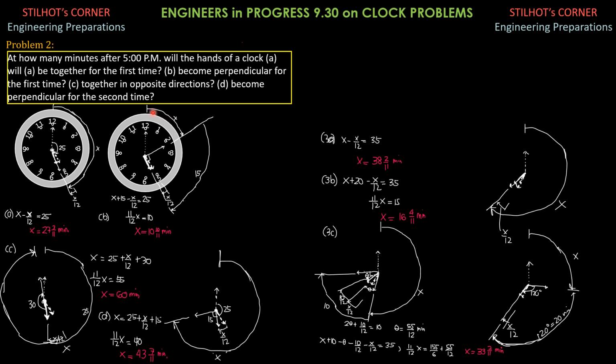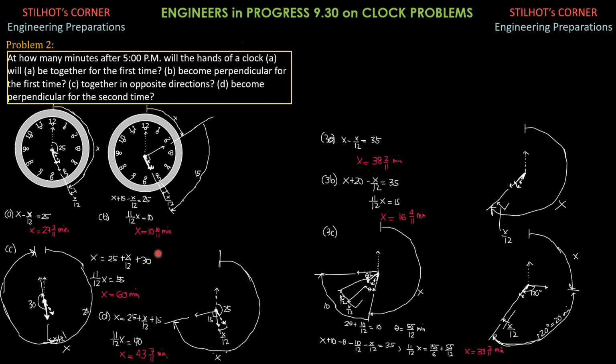So from the figure, the initial position of the minute hand to its final position is x, and the initial position of the hour hand to its final position is x over 12. So x plus 15, then minus x over 12, it ends at 5. So 5 is 25 minutes. So x plus 15 minus x over 12 is 25. 11 over 12 x is 10. So x is 10 and 10 over 11 minutes.